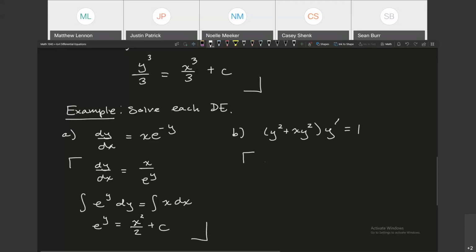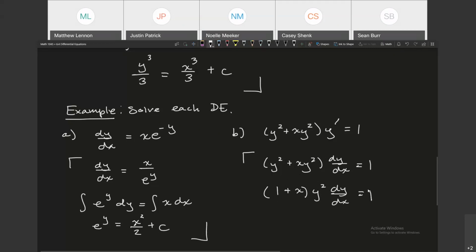So I would start here and just say, okay, well, this is y squared plus xy squared times dy over dx, and this is equal to 1. And then how do you actually separate variables here? Well, you're able to factor out a y squared from that set of parentheses. So if you factor out a y squared, you'll end up with 1 plus x, and then you can pull that y squared out, and then we have our dy over dx.